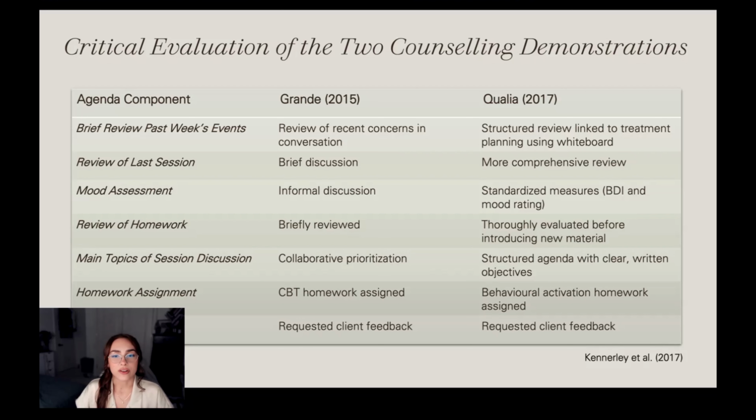One way I did appreciate Grande's approach is how he explored the client's difficulties in a holistic manner, by how the difficulties of school were interconnected with sleep, eating habits, and overall functioning, which reflects CBT's emphasis on the relationship between thoughts, emotions, behaviors, and physiology. Overall, both demonstrations reflected the collaborative principles of CBT. However, Qualia's use of standardized mood measures, written agenda setting, and systematic homework review aligned a bit more closely with the structured agenda setting framework described by Kennerly and colleagues, whereas Grande demonstrated how the CBT principles can be implemented in a more flexible conversational manner.